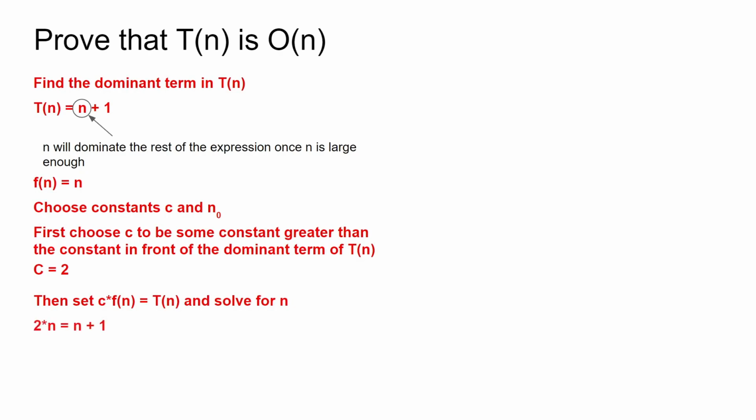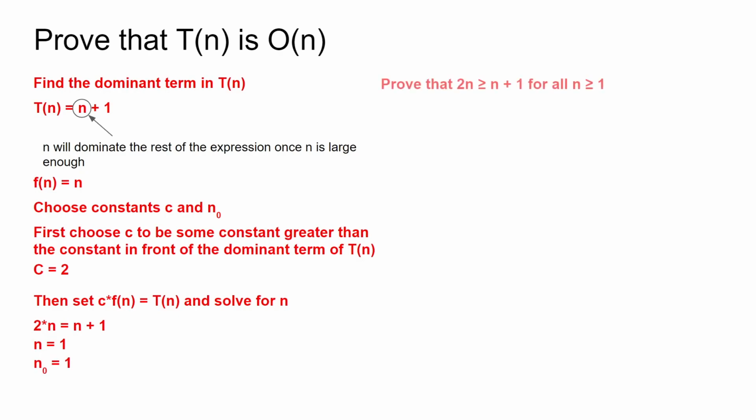Setting the functions equal, we get 2n equals n plus 1, then we subtract n on both sides and we get n equals 1. We then set n naught equal to 1 because we know that for any n greater than or equal to 1, c times f of n is greater than or equal to t of n. Since n naught must be a positive integer, if the number we solve for happened to be a decimal, we would round up, or if it happened to be negative, we would use a positive integer instead.